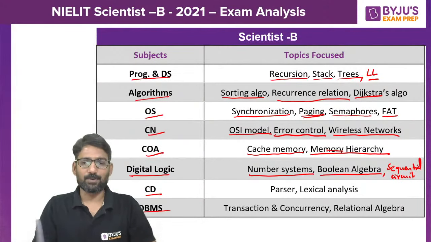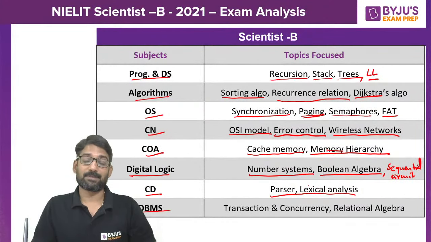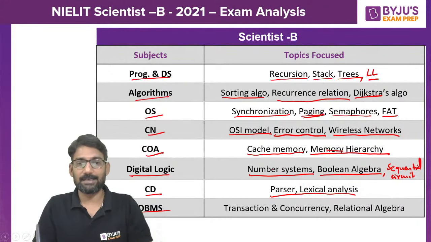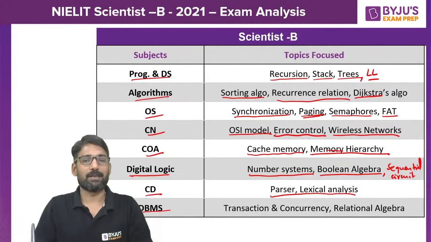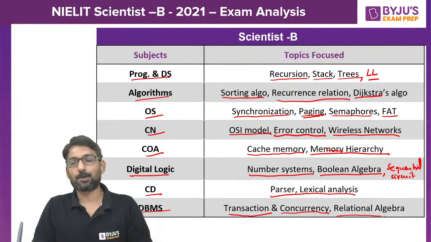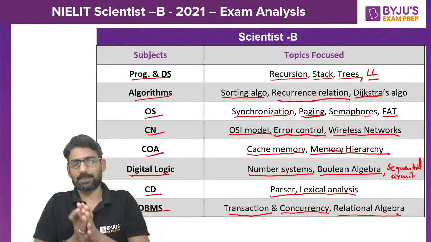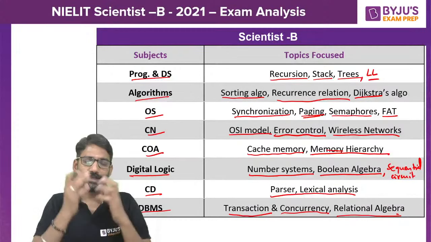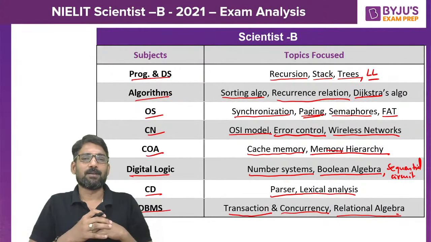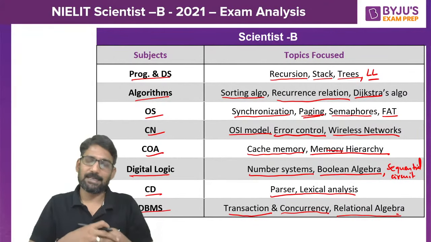And then compiler design or TOC, if you look at, you have got questions from parsing and lexical analysis, and from DBMS. This is also a subject which led in Scientist B 2021, and the majorly focused topics are transaction and concurrency control, relational algebra, majorly, right? So these are the topics focused from these various subjects in today's paper, that is the Scientist B of NIELIT.